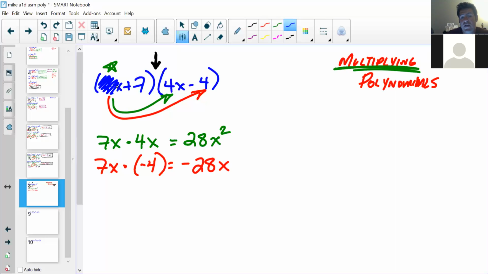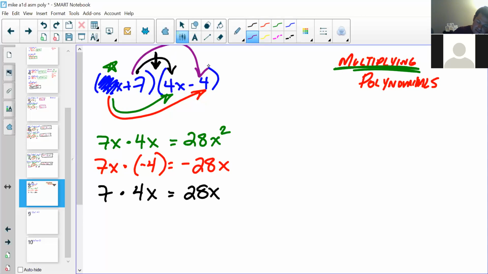And I've got to do the same exact process to the 7, the second term there in that set of parentheses. So let's take this 7 and distribute it to that 4x. And that would give us here a 28x. And then finally 7 times the negative 4. And that would give me negative 28. So just point this out to you here.